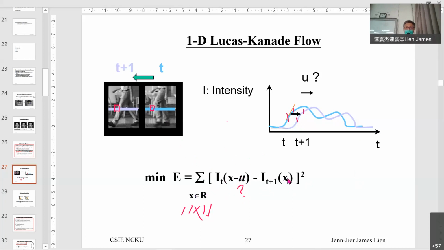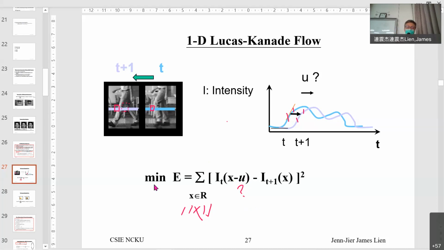Similarity, right? In t plus 1, the patch will be here. In t, the patch will be here. So suppose this one is here and becomes here, right? This is a virtual previous frame here, and the displacement is u. So how can you find u? u is the optical flow. So how can you find it?